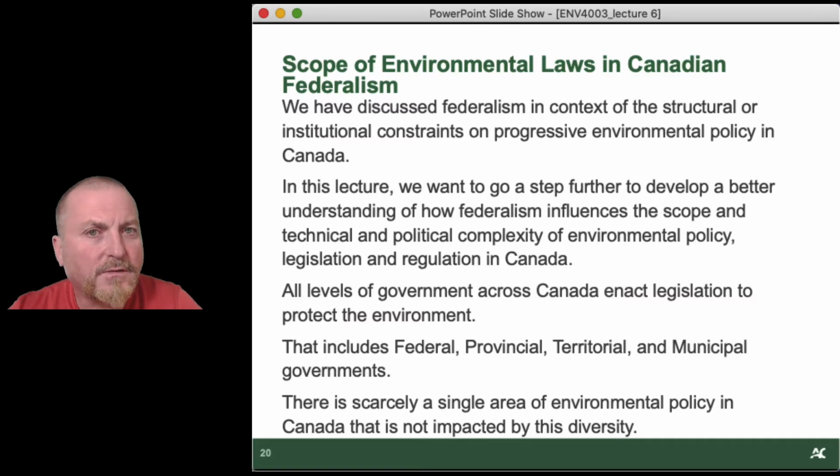All levels of government across Canada enact legislation to protect the environment, right? I mean, the provinces have their own environmental policies, and the federal government has theirs. Some municipalities even have their own, right? So at every level of government, there's activity going on in the environment, which creates an interesting dynamic in terms of coordination, not overlapping, right? And of integrating these efforts, okay? And this includes federal, provincial, territorial, and municipal governments. As I said, there's scarcely a single environmental policy in Canada that is not impacted by this diversity.